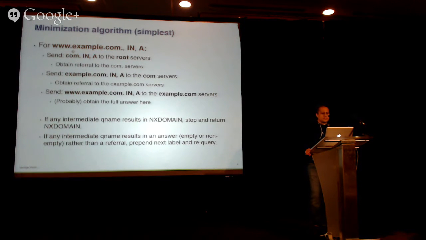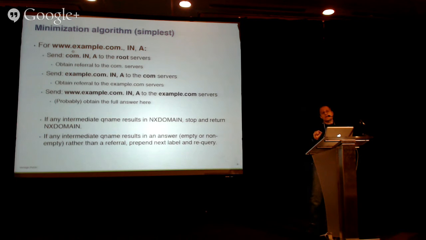So here is an illustration of the minimization algorithm by means of an example. There's a more precise description in the IETF draft that I mentioned previously. But essentially, if we want to resolve www.example.com, we start at the root, prepend the first label com, and send that query to the root servers. We obtain a referral to the com servers, add the next label, example.com, and issue that query to the com servers. In turn, we obtain a referral to the example.com servers, and then we send the full query name there and hopefully get an answer.